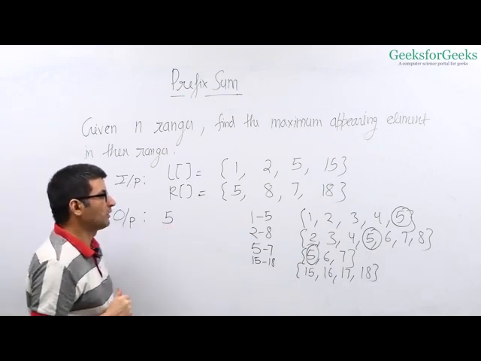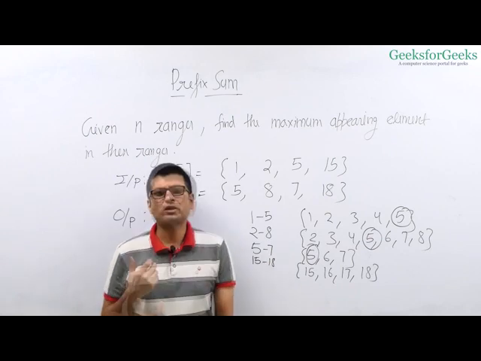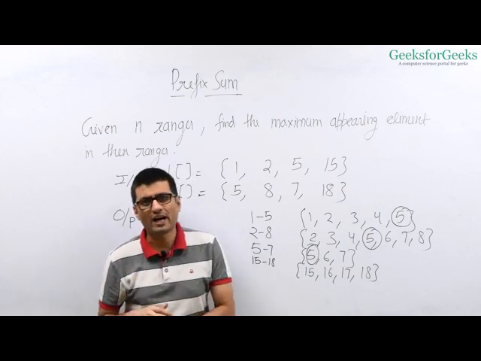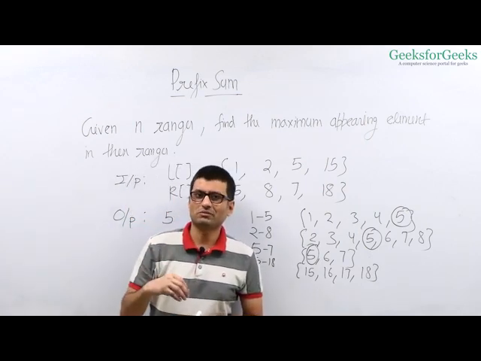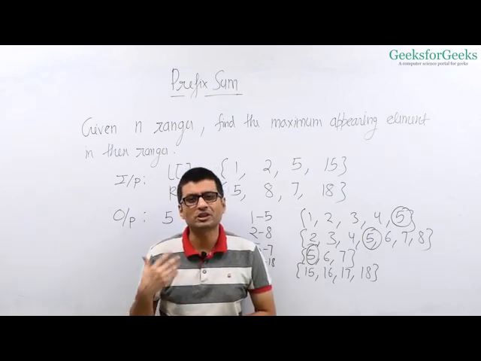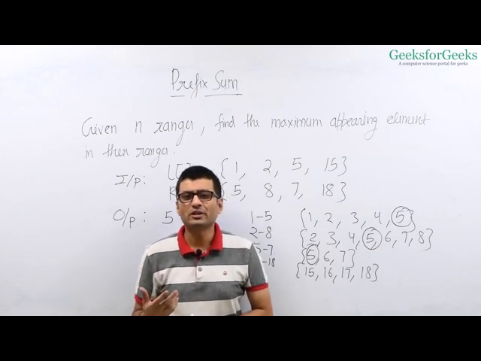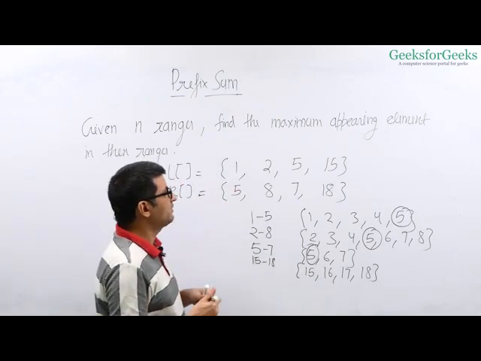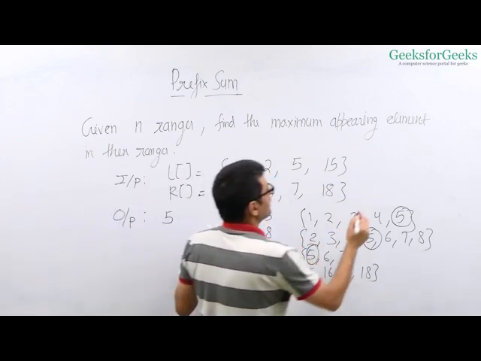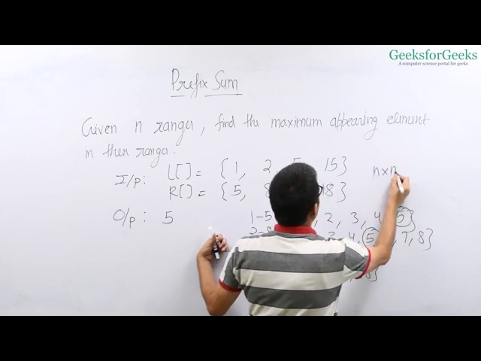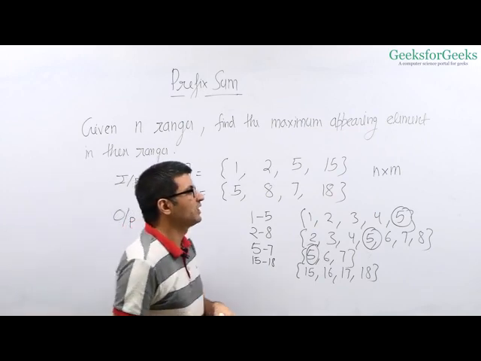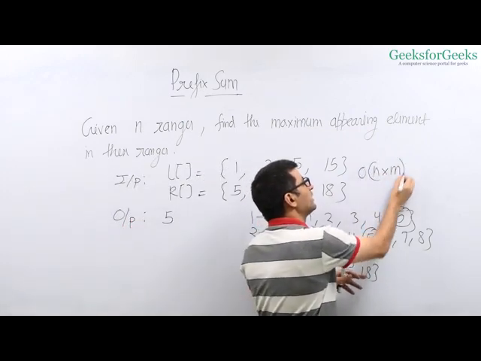How do you solve this problem efficiently? A naive solution: you traverse through all the ranges, then for every range you make a hash table or hash map where you store every item. Then you traverse through every range and increment the frequency of every item, right? This solution requires how much time? Say there are n ranges and every range has m elements, then it's going to take n into m time, right? If m is the maximum number of elements in any range, then it's going to take big O of n into m time.